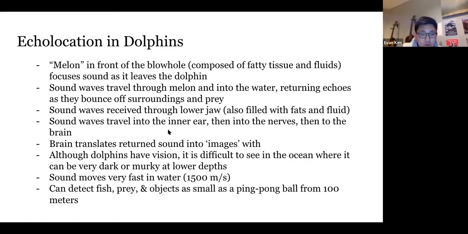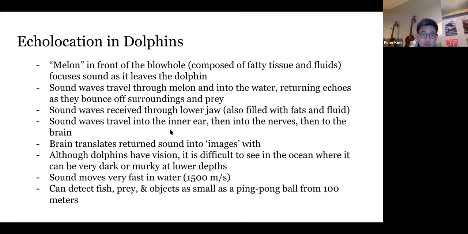After coming in through the lower jaw, or in other words, just the mouth, the sound waves will travel into the inner ear, then into the nerves, then to the brain, presumably dividing in the same way, like through a brainstem in bats, so that dolphins can understand the direction of objects and how far away they are.